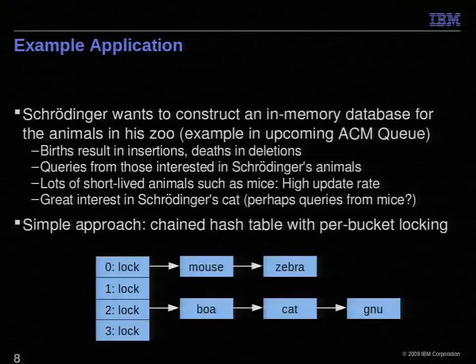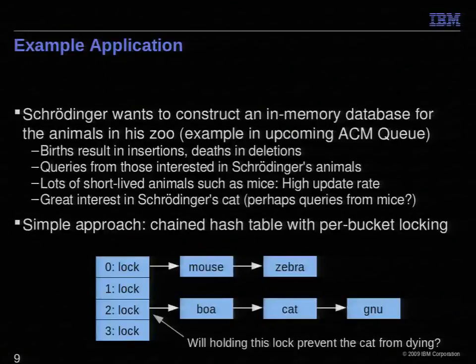We've got, in this case, just 4 buckets. We have a lock on each one. The mouse and the zebra happen to hash to bucket 0. And the boa, the cat, and the gnu happen to hash to bucket 2. Okay? And so we can get fully parallel access to the mouse at the same time as the boa. But of course, if somebody's looking at the mouse and the zebra at the same time, they'll be serialized on this lock. Okay, pretty straightforward stuff.